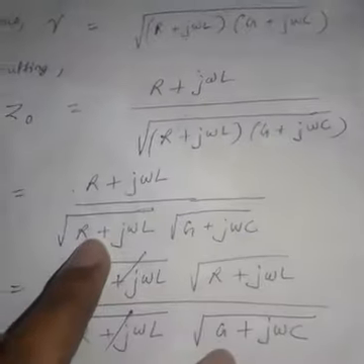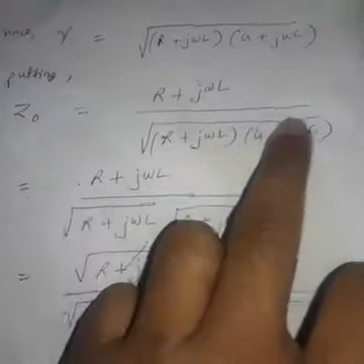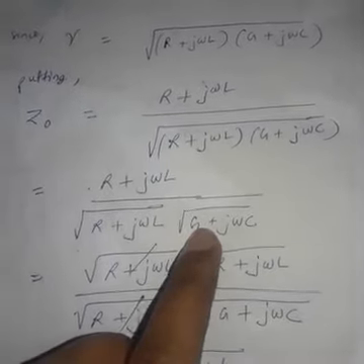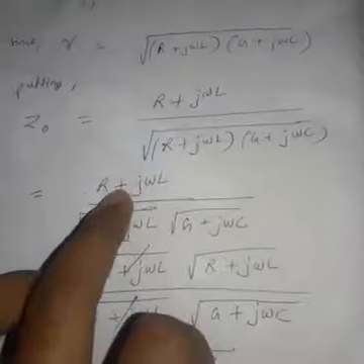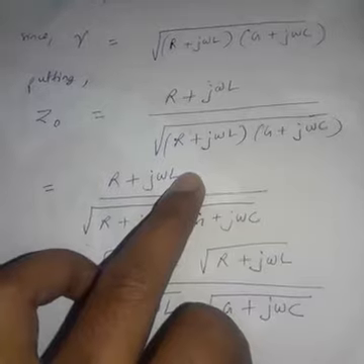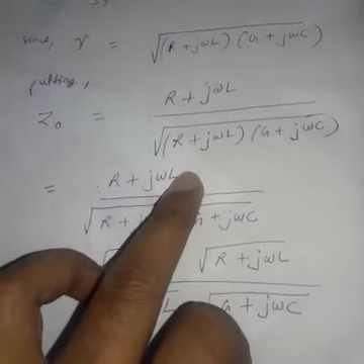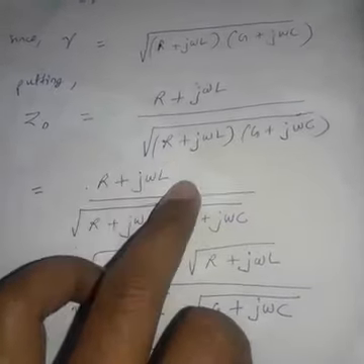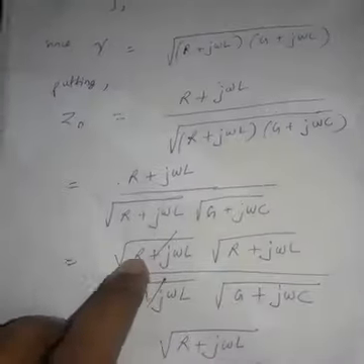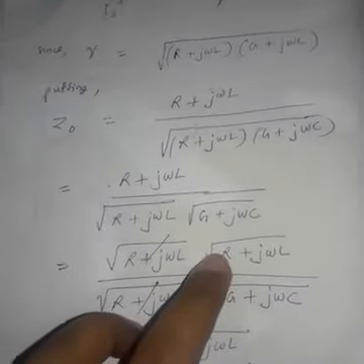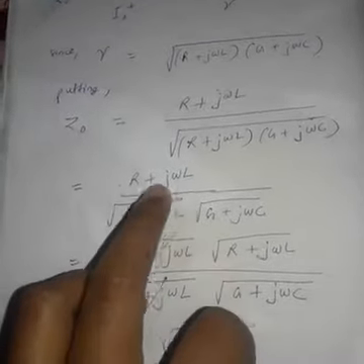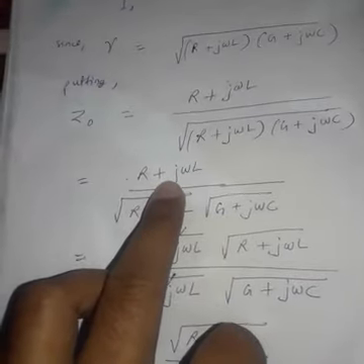So this is equal to R plus j omega L by this entire root over. I can write it as root over of R plus j omega L into root over of G plus j omega C. Now this R plus j omega L, suppose it is X. X I can write as root over of X square, or root X into root X will also give me X. So this R plus j omega L I write as root over of R plus j omega L into root over of R plus j omega L. The root over will cancel out, and how much will remain? Simply R plus j omega L will remain.